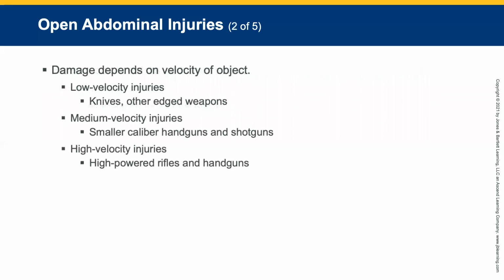The velocity of an object can very much help you predict the amount of damage to the tissue. As you can see on yours, low velocity injuries include knives and other edged weapons. Even if you swing an axe at somebody, that's considered low velocity. Some medium velocities can be small caliber handguns and shotguns. I don't really believe in that for a shotgun, because if you're close enough, that's a high caliber. High velocities are caused by larger weapons such as high-powered rifles and other higher-powered handguns.